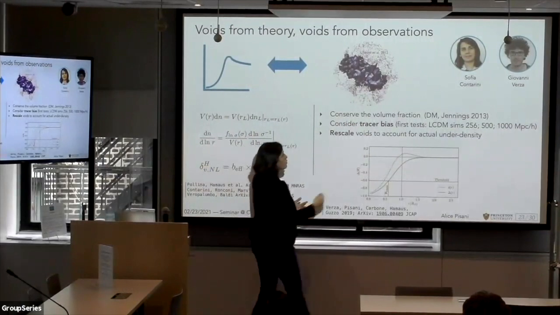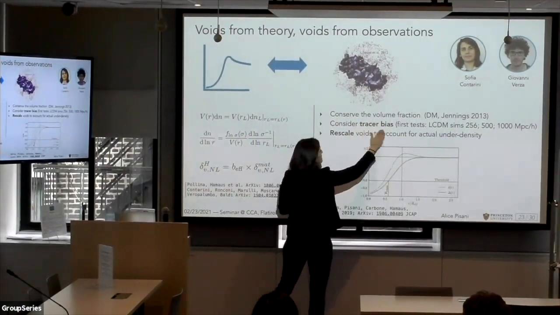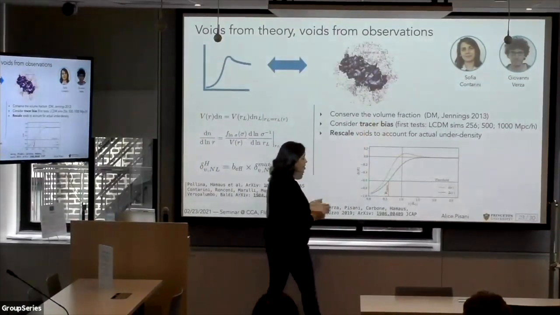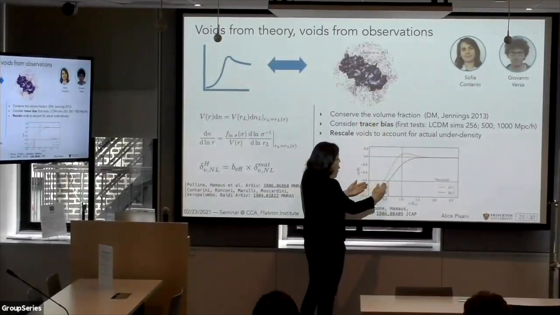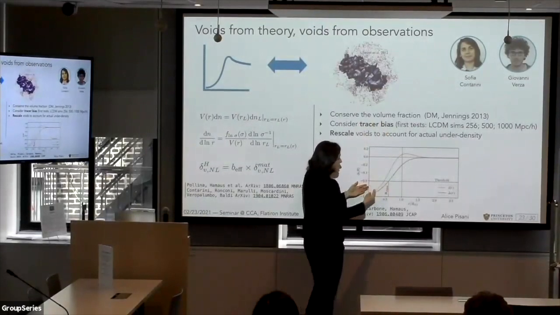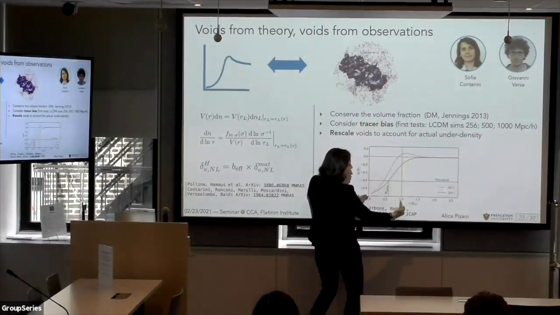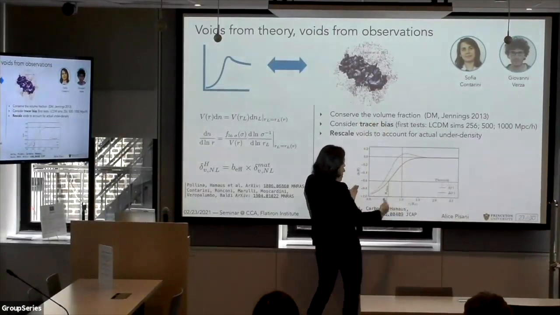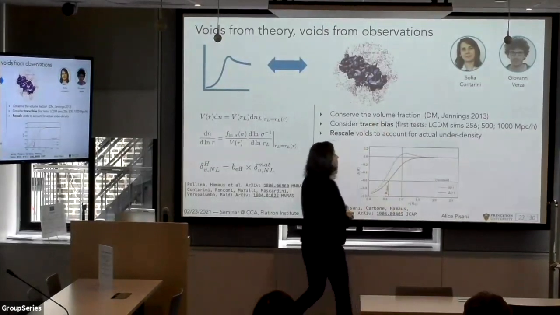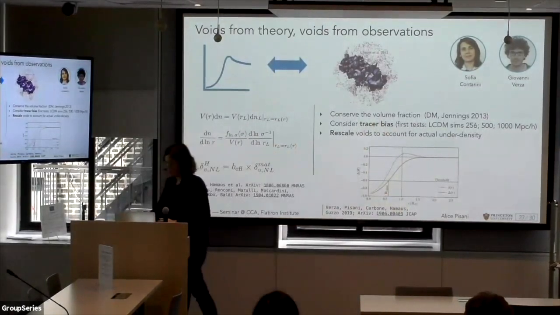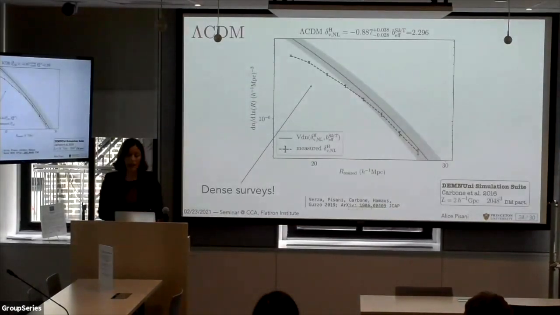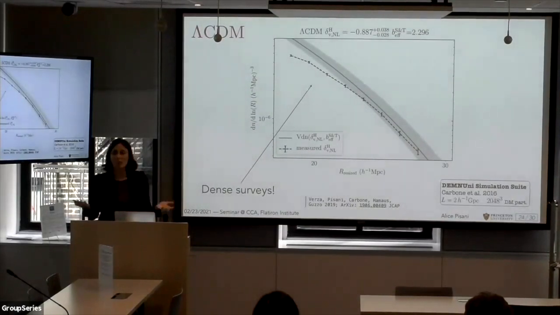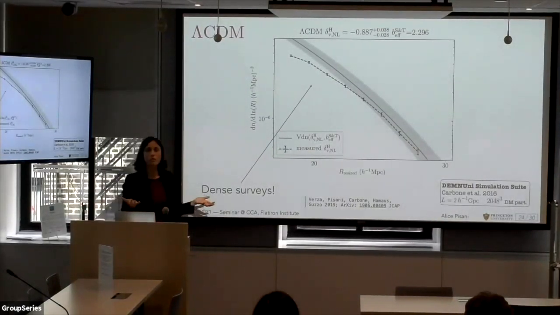And this involves, well, first of all, considering tracer bias in the abundance model, but also rescaling voids to account for the fact that we have an actual underdensity that will not correspond to what we usually define as the radius of a void. And so basically rescaling the void size function to account for the central part of the underdense region. Now, this allows us to finally test whether the predictions we have are good or not.